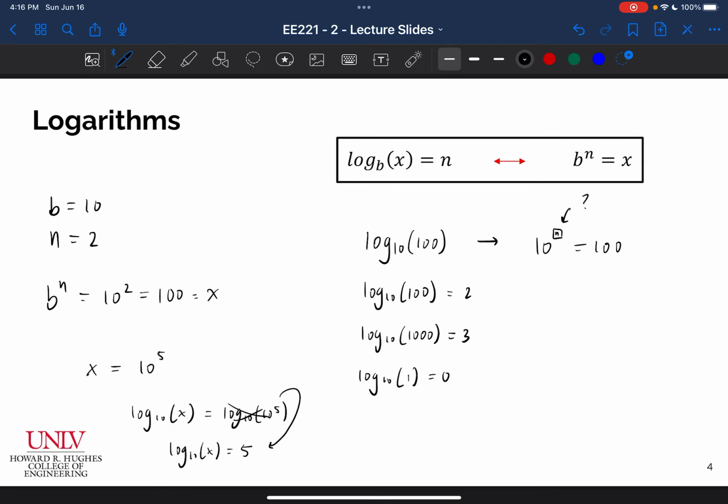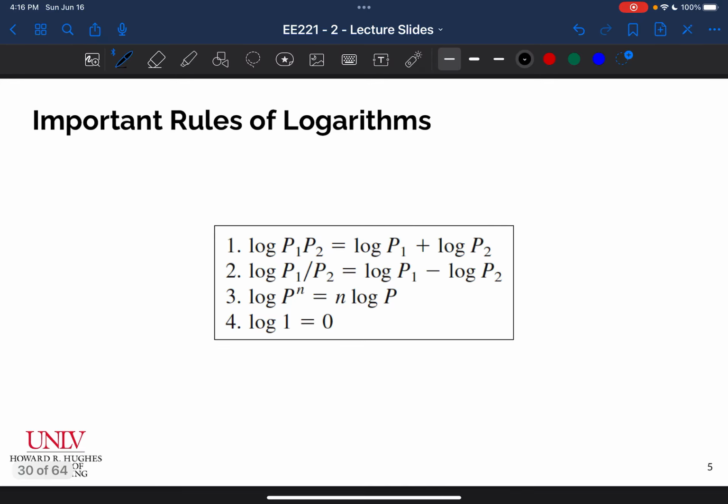Okay, so that's just a brief review of logarithms. Logarithms have these important rules that make them very useful for Bode plots in particular. These 4 rules here. The first one here, they have it written in terms of p for power, because this is coming from the EE textbook. But basically, I could rewrite this one as the log of a times b. Basically, the log of two things multiplied together is equal to the sum of the logs.